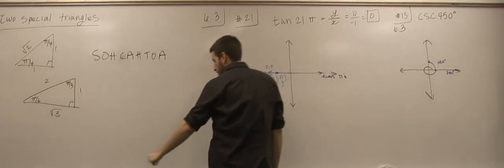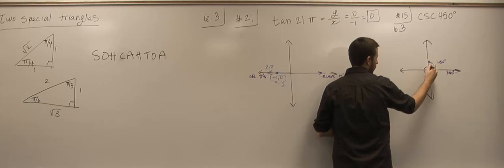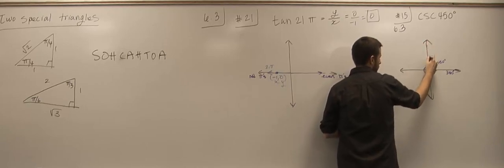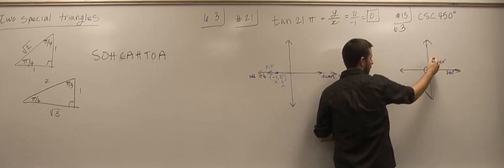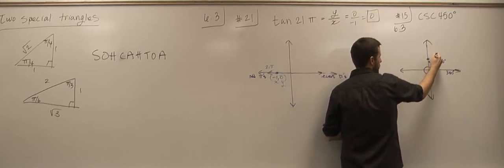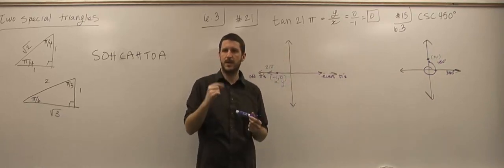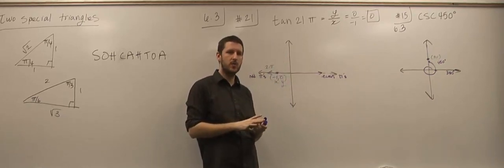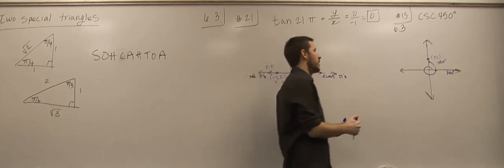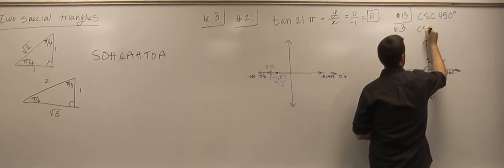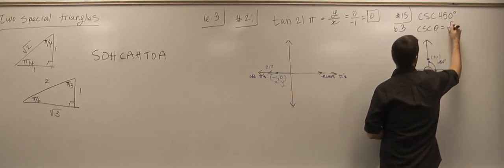So the question becomes, well, two questions. One of them is, what point can I use on this axis? 0, 1. Any point on the positive y-axis will work. Might as well use 0, 1 because it's the easiest. That's the first question. Second question is, what's your definition of cosecant? 1 over y. With the unit circle, it's 1 over y. But in general, for this section, it was r over y.